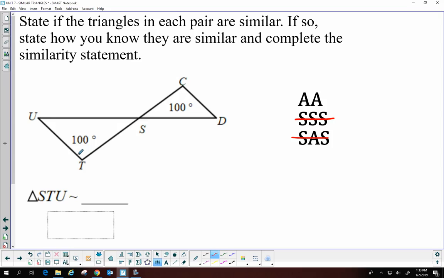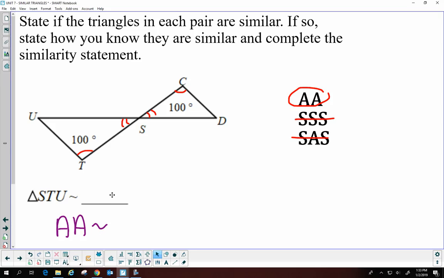We do know that angle T and angle C are both 100 degrees, and we know that we have vertical angles here. And so we have two pairs of congruent angles. That's what angle angle is. And so we can say that these are similar by angle angle. And then we're going to finish the similarity statement just like we did with congruent triangles. So if I call this STU, I need to call the other triangle SCD, because T and C correspond. They're both 100 degrees.